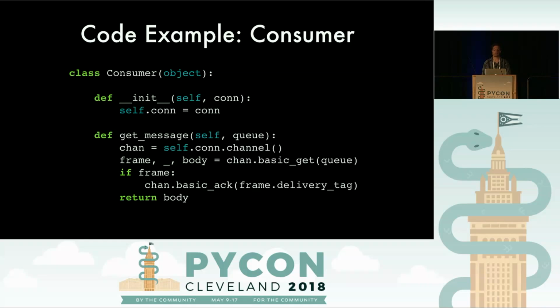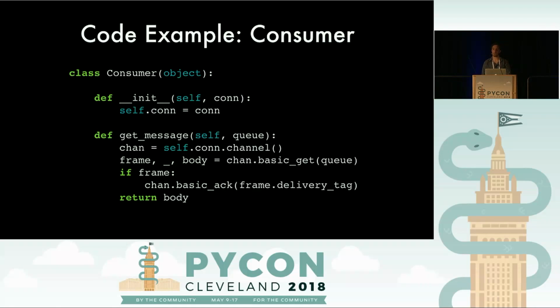Next, I built a consumer class. Like the producer, this accepts a connection to the broker in its constructor and has one method, getMessage. GetMessage accepts one argument, which is a string containing the name of the queue that it will attempt to retrieve a message from. Inside this method, we create another channel and execute a basic get. If there is no message on the queue, frame and body will be None and the function will return None.